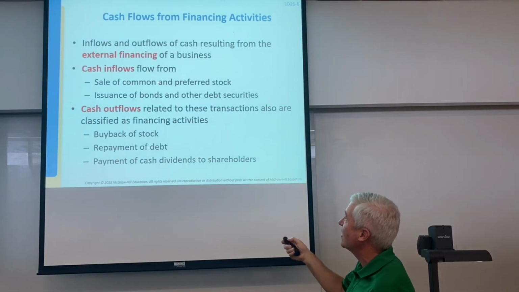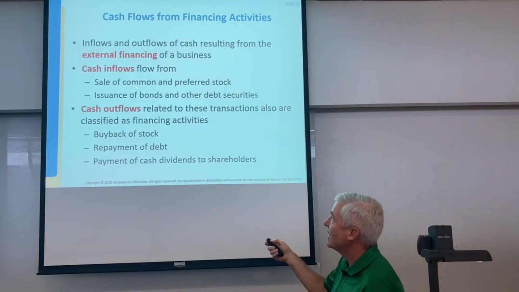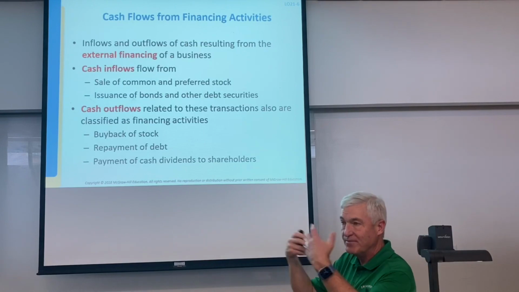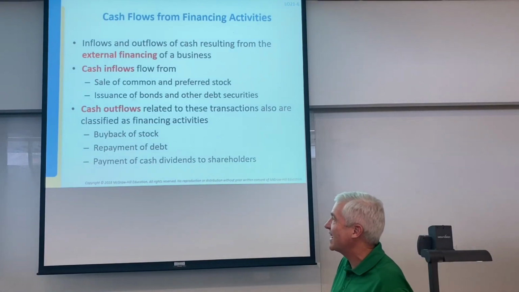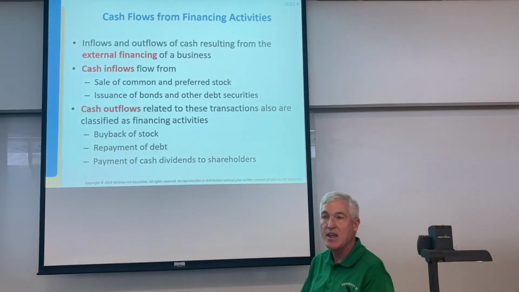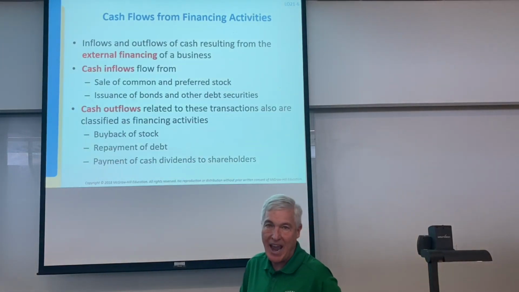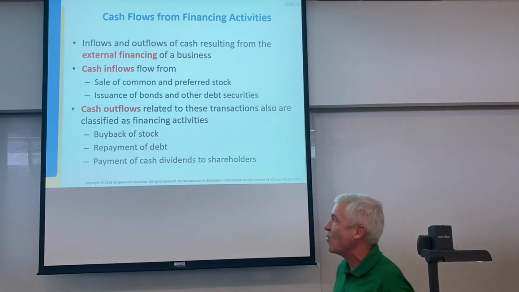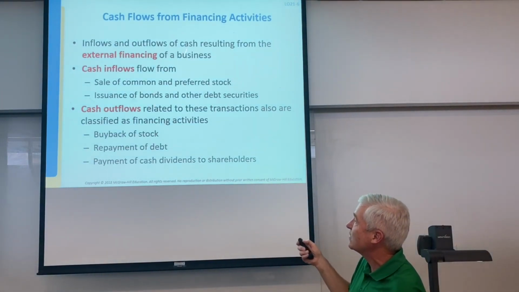Sell our common stock or preferred stock, that'd be cash inflow. Obviously, repurchasing would be a cash outflow, buyback of stock. Issuance of bonds or other debts, so we issue bonds payable, we receive cash, right? Go back to chapter 14, and that would be in the cash flow from financing.